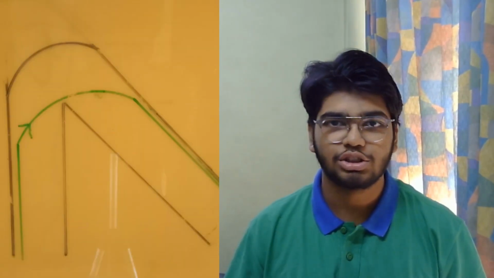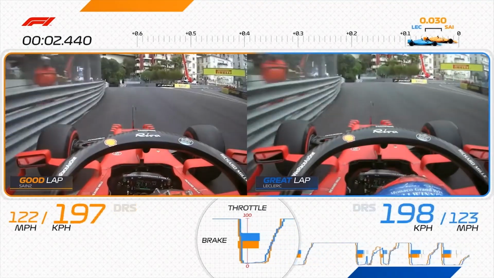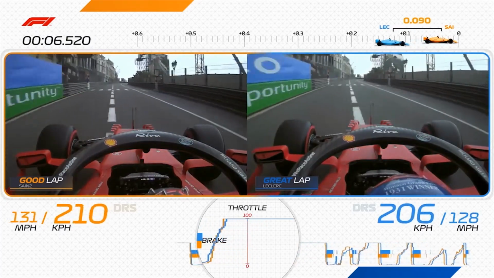The circuits are filled with high speed corners, low speed corners, chicanes, hairpins. These objects are meant to challenge the driver's ability to go fast through those corners. In that clip, we can see Charles Leclerc losing 0.06 seconds in that corner. So, how can we give him the most advantage?